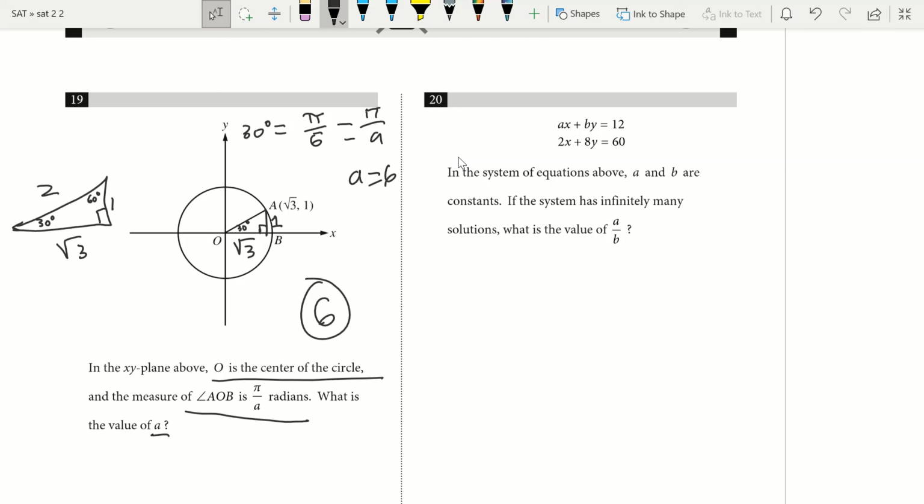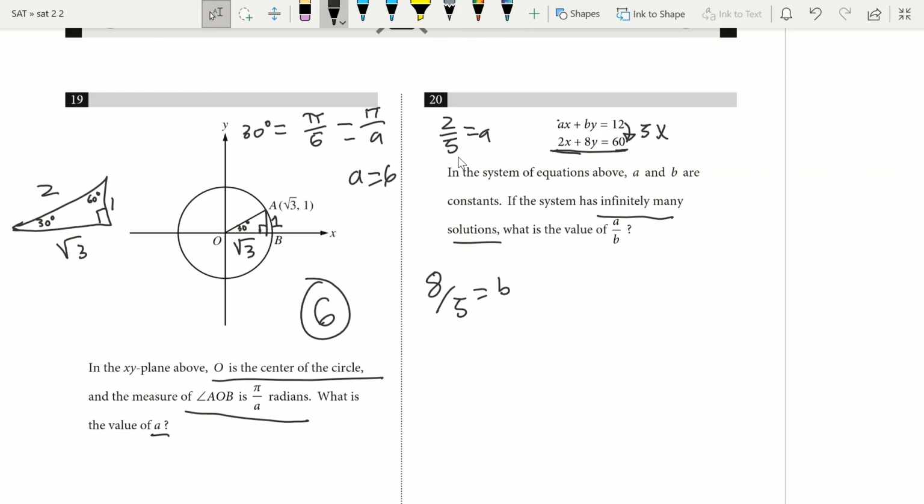Question 20. In the system of equations above, A and B are constants. If the system has infinitely many solutions, what is the value of A over B? Okay, if we have infinitely many solutions, it means our y-intercepts are the same and our slope is the same. So if we look here, we see that 60 is 5 times 12. Or we can also look at it as 12 is 1/5 of 60, right? So we need to divide this bottom equation by 5 to get our A and our B values. So 2 over 5 will equal our A value, and then 8 over 5 will equal our B value.